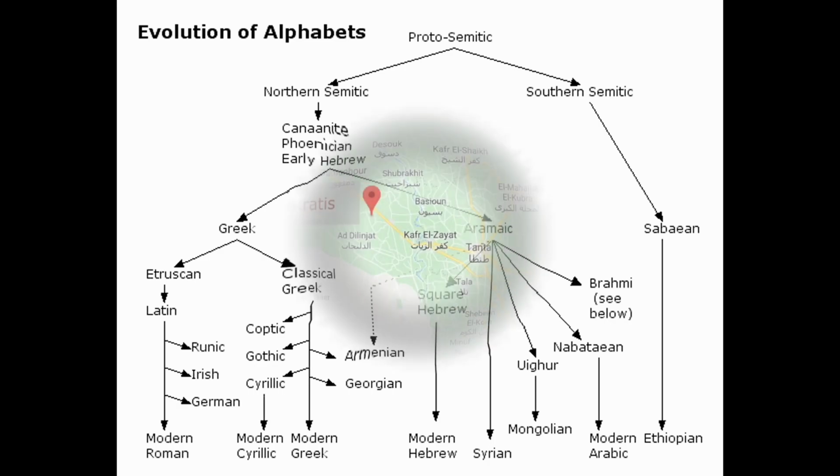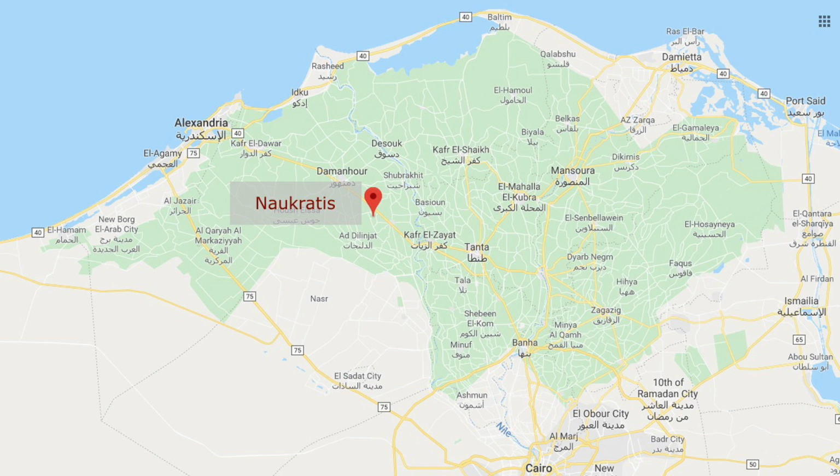During the late period, trade with Greece increased, and the first permanent Greek settlement in Egypt would be founded at Naucratis in the 6th century.